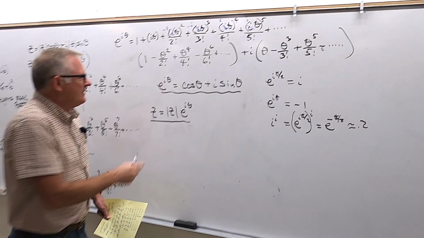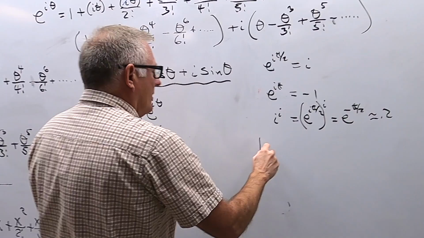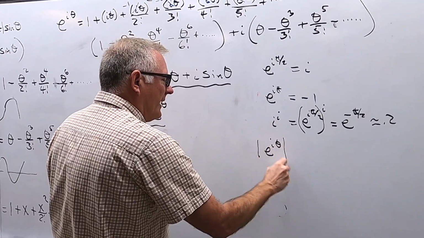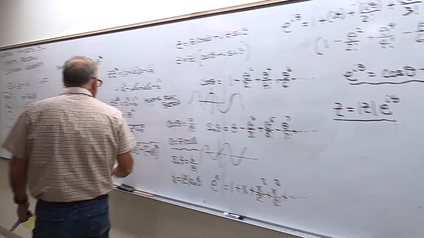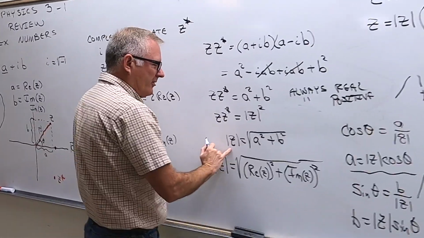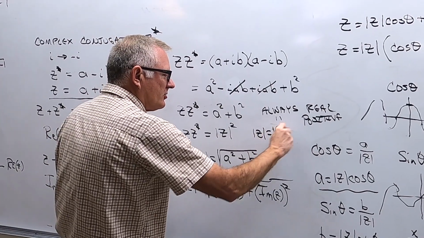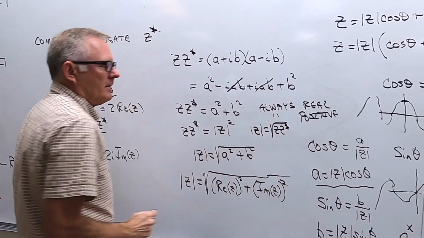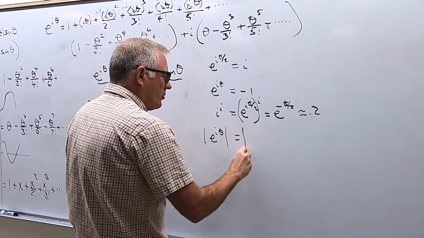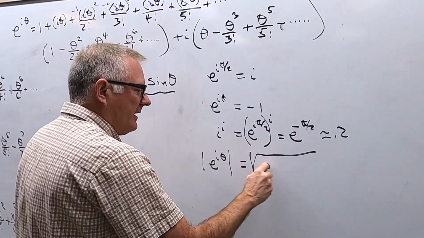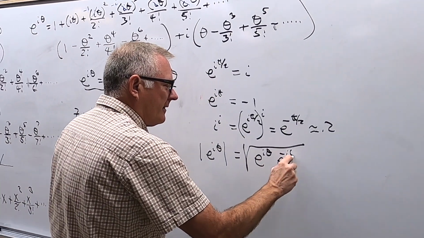What is the magnitude of this number right here? The magnitude of e to the I theta. When we write the two lines in there, that means you're taking the square root. So when we put this in there, you're taking the square root of z times z star. So if this is just the square root of e to the I theta times its complex conjugate, e to the minus I theta.